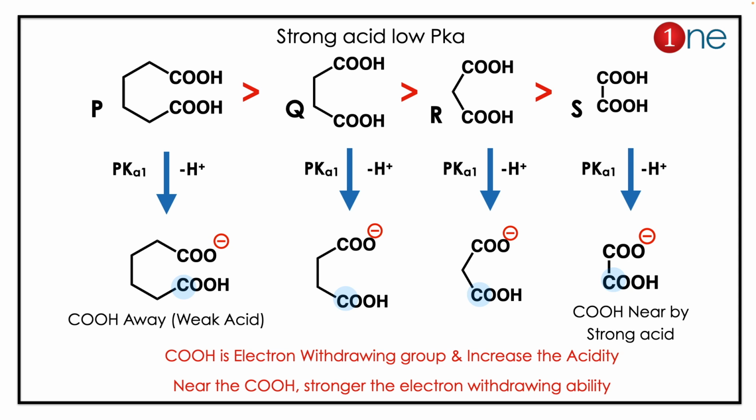But the question is about pKa. pKa is inversely proportional to acidity. So higher the acidity, lower the pKa. So S is the strong acid, P is the weak acid. So pKa will be reversed. P has high pKa, S has low pKa.